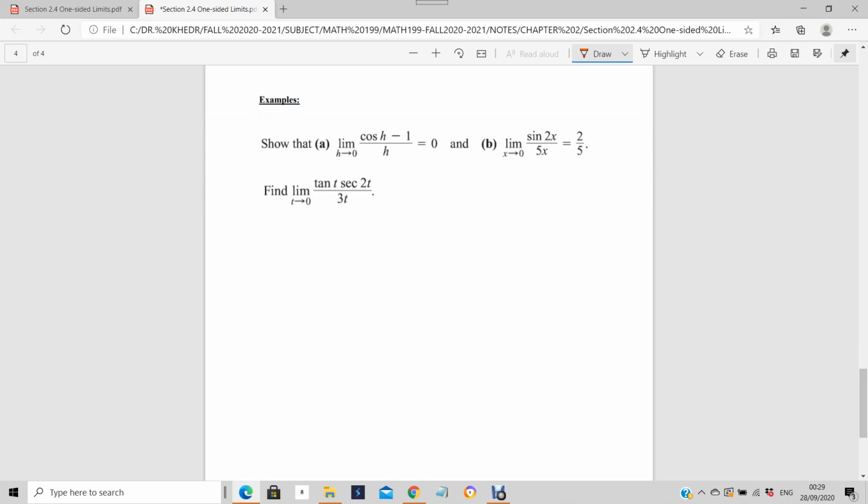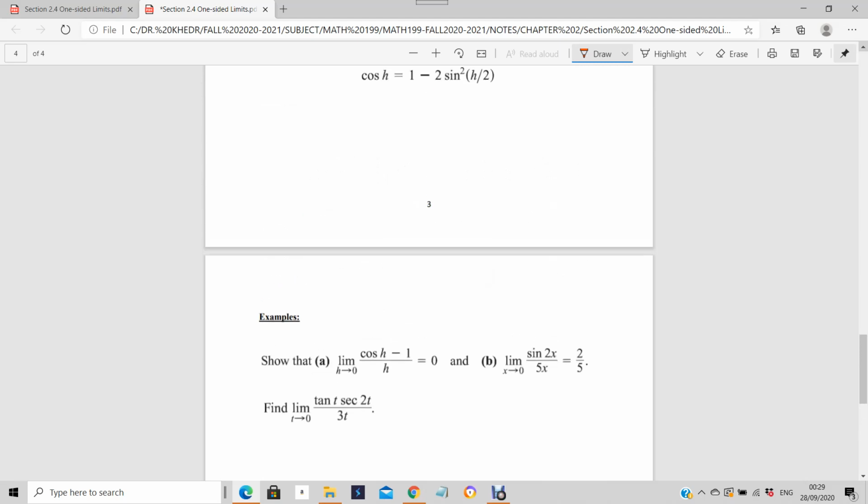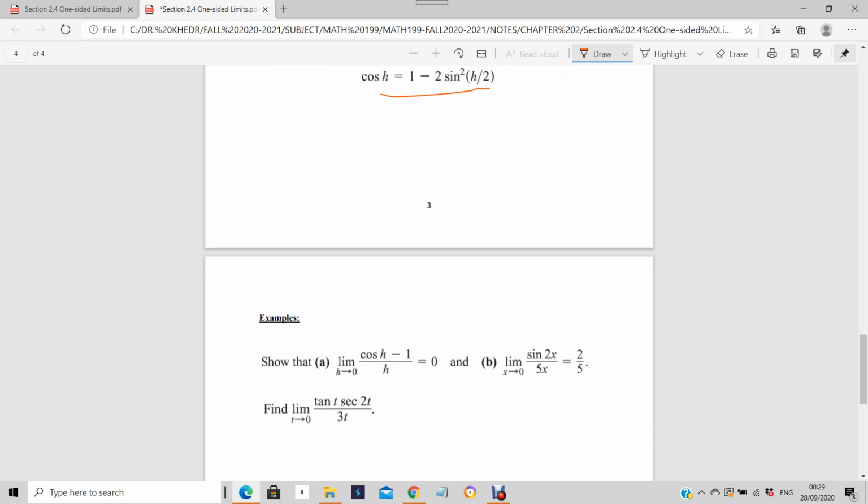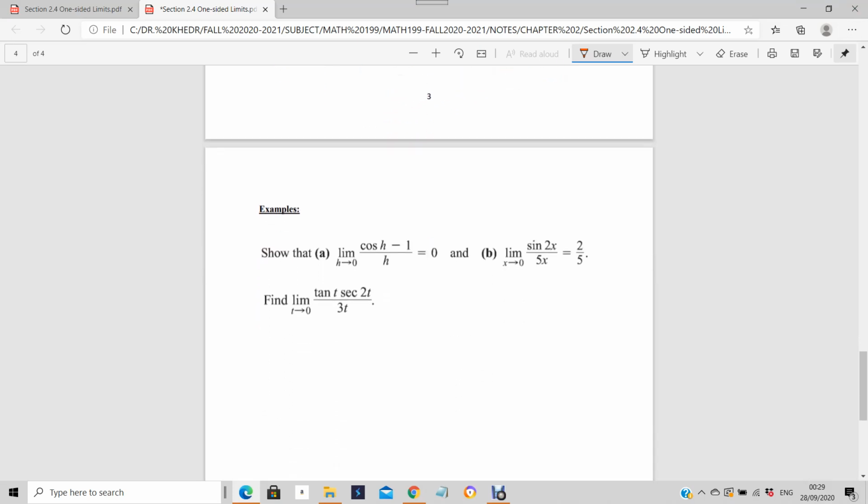So we have to show that the limit of this function, cosine h minus 1 over h as h goes to 0, is equivalent to 0, not from the graph, but algebraically. Okay. Well, we have to use this formula: cosine h equals 1 minus 2 sine square h over 2. So we will say, this is part A, the limit as h goes to 0 of cosine h minus 1 divided by h.